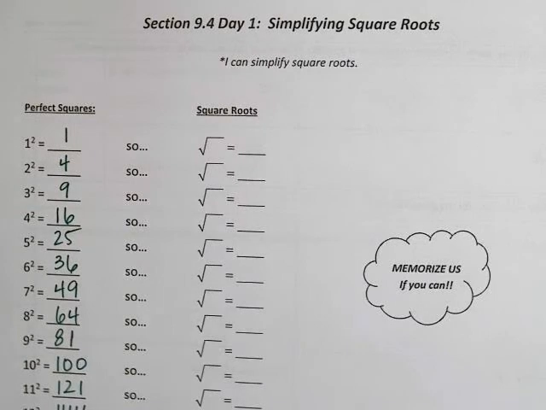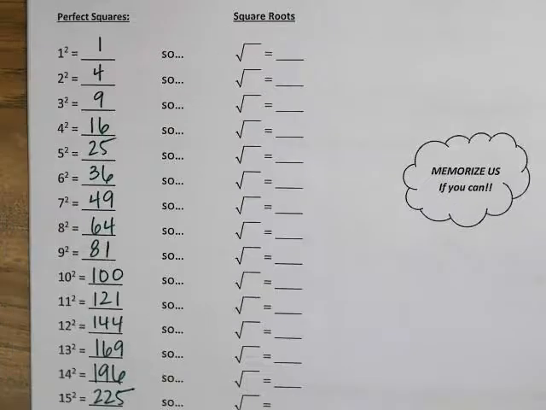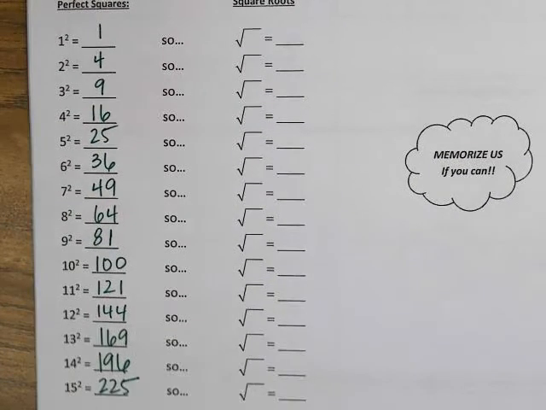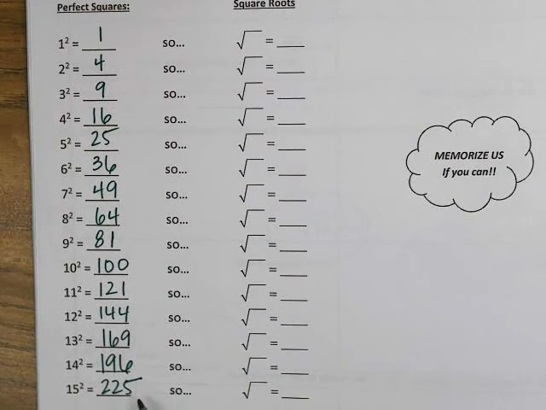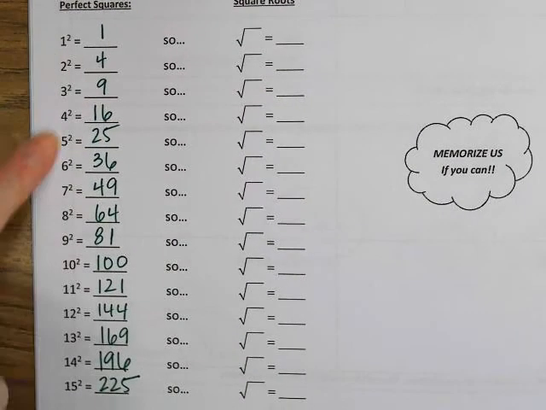All right, guys, so you might want to pause the video and just write these down. To save some time, I did this already. So these are all of our perfect squares. These are all numbers that you get by squaring a number.